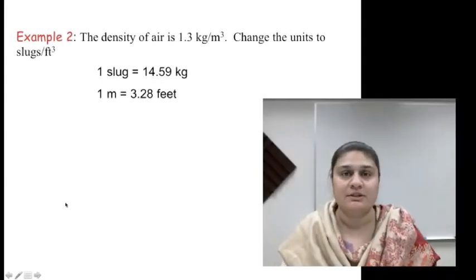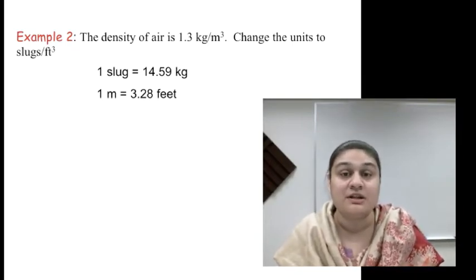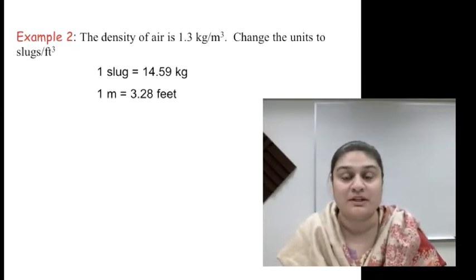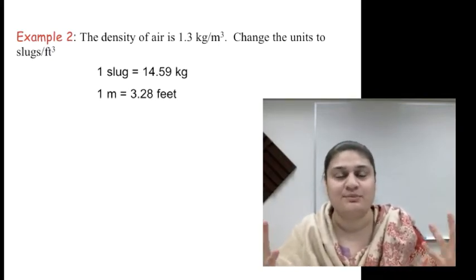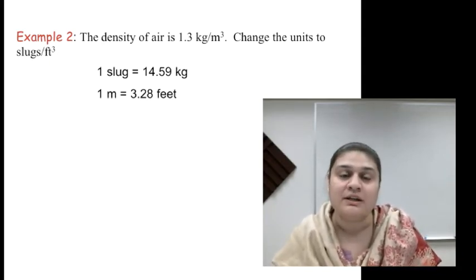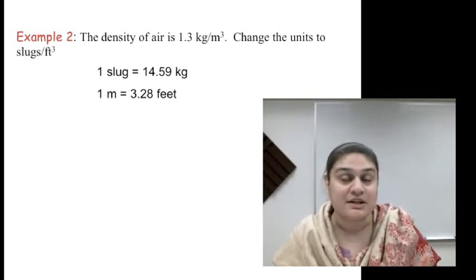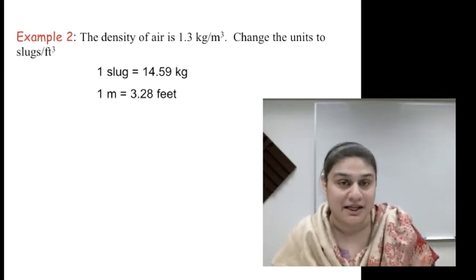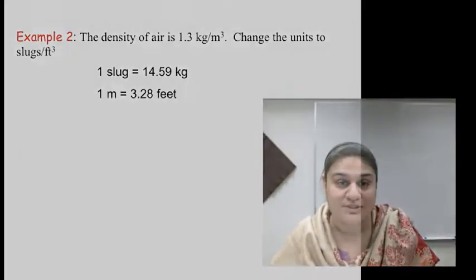Now, before we continue, let's do another example. In this case, we have the density of air, which is 1.3 kilograms per meter cubed, and now they want us to change to some random units called slugs per feet cubed. Given is that one slug is 14.59 kilograms and 1 meter is 3.28 feet. This is a little bit more complicated than the last expression, and we are going to do this in two different steps.